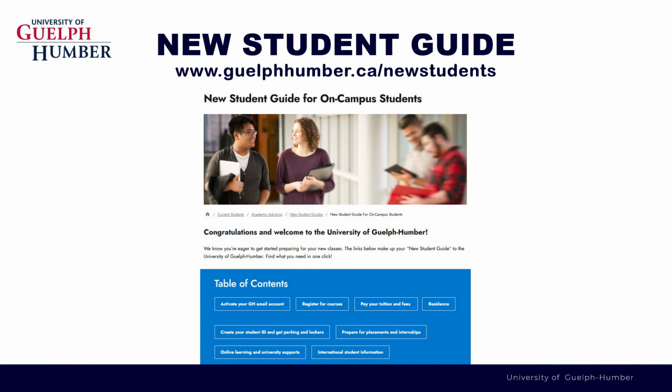After you accept your offer, sometime in June, you'll receive an email from your academic advisor with the subject, "Welcome to the University of Guelph-Humber, New Student Guide and Course Selection Information." This email will have a lot of detailed information about the course selection process, links to your academic advising contact page, as well as the course schedules, dates for course selection, but more importantly, the new student guide.